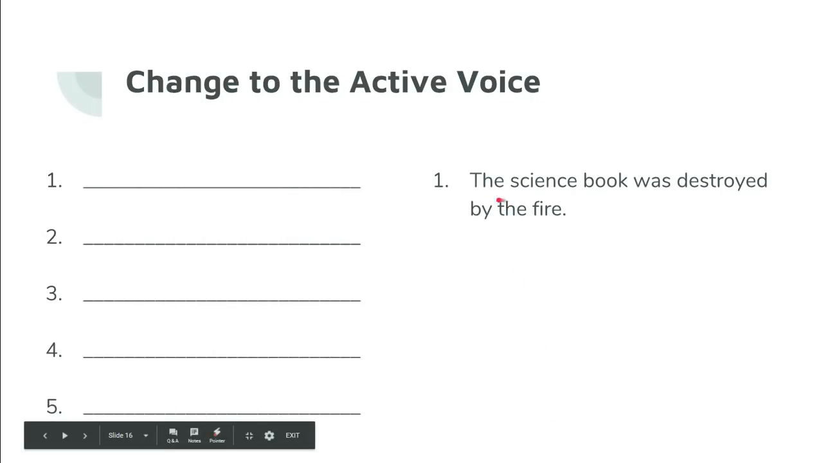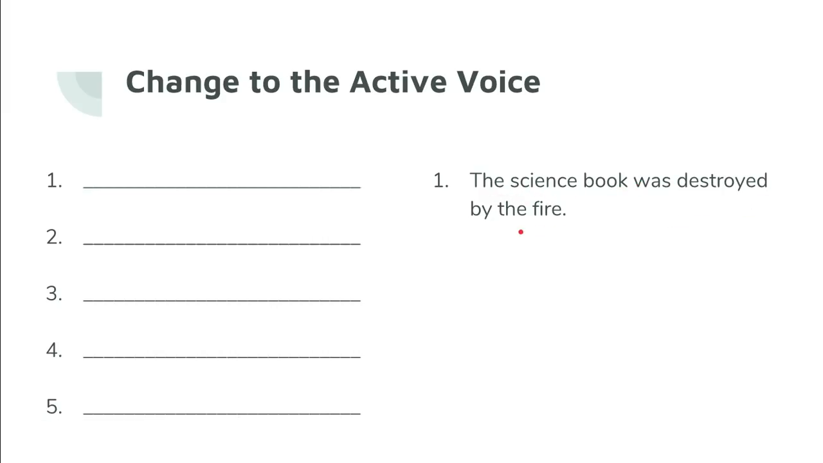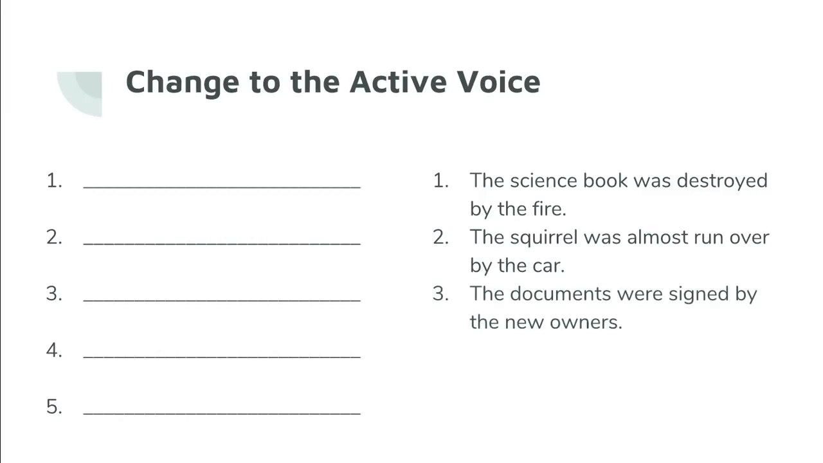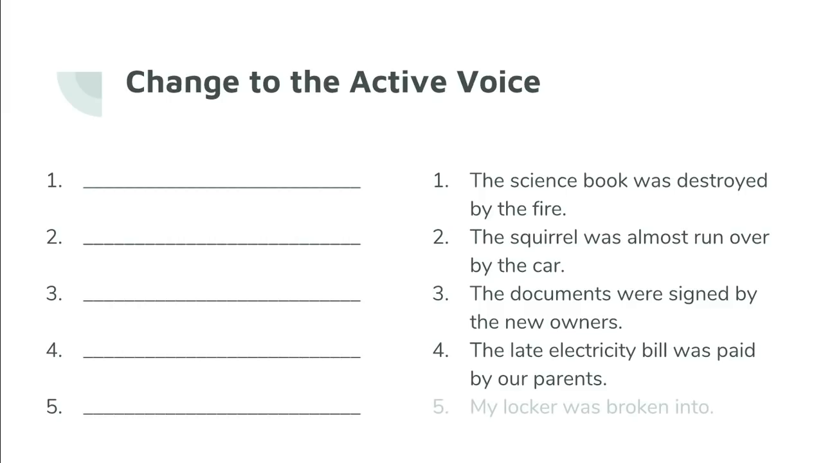So, first sentence, the science book was destroyed by the fire. The squirrel was almost run over by the car. The documents were signed by the new owners. The late electricity bill was paid by our parents, and my locker was broken into. So I'm going to count down. I want you to pause. You are going to rewrite each of these sentences in the active voice. 5, 4, 3, 2, 1.